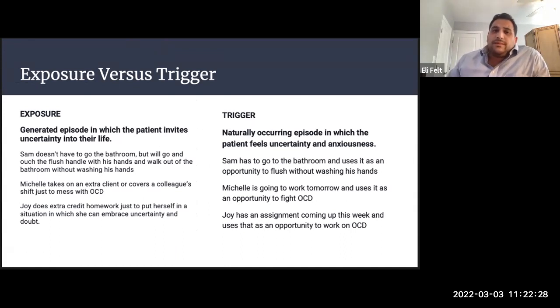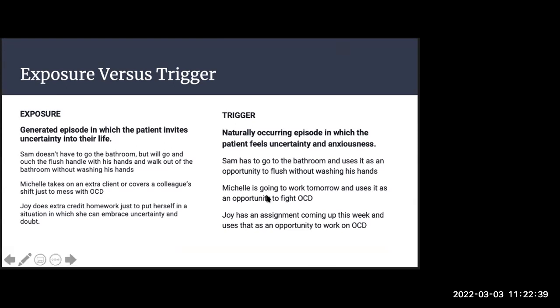A trigger is something that naturally occurs with the patient, and that creates uncertainty or anxiousness. So for instance, Sam has to go to the bathroom, and now you're going to do some sort of response prevention.